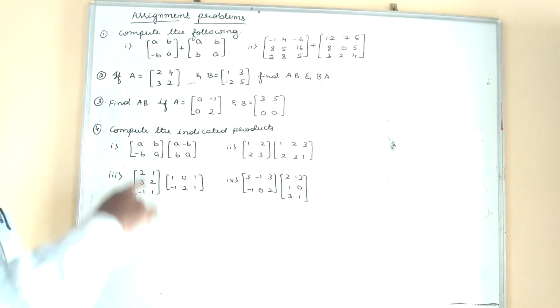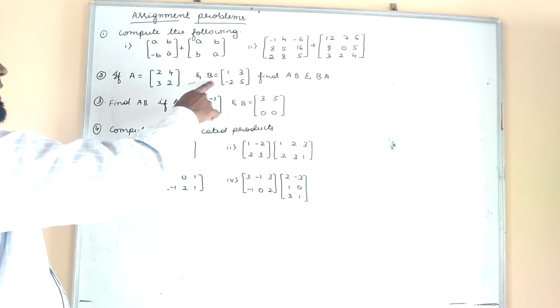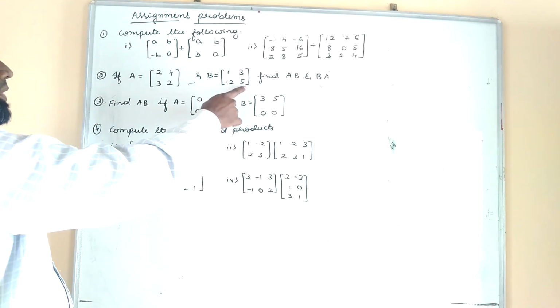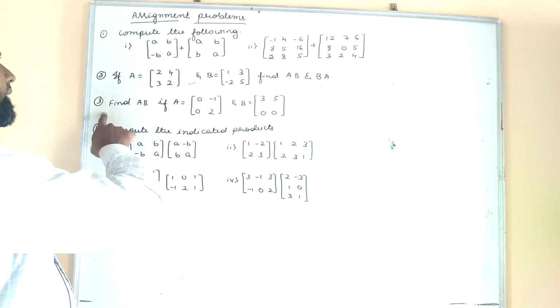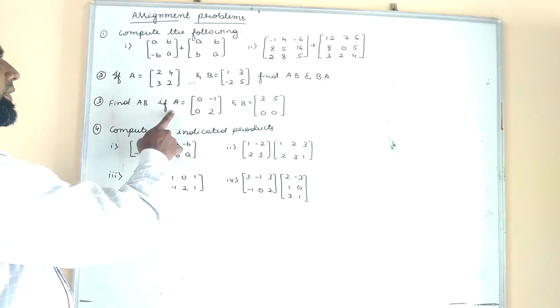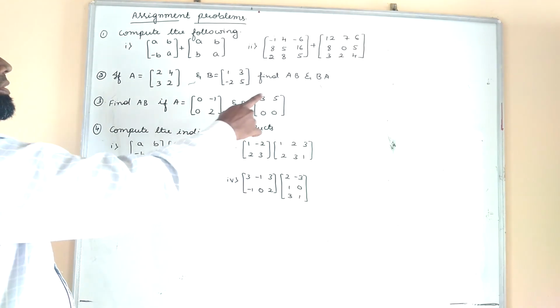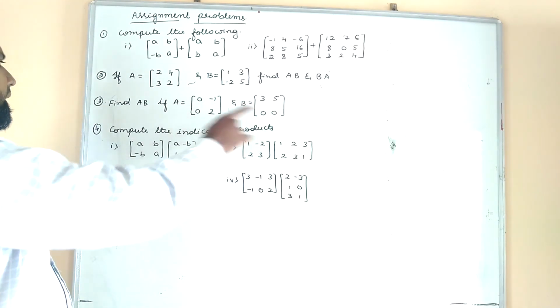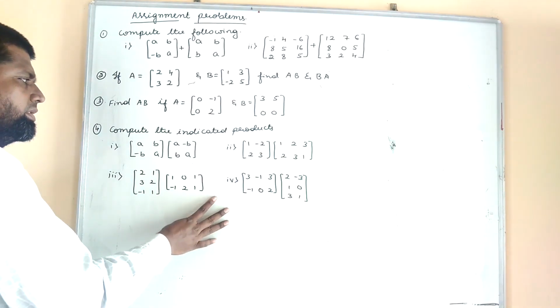So second problem, if A is equal to 2, 4, 3, 2 and B is equal to 1, 3, minus 2, 5, find AB and BA. Then third problem, find AB if A is equal to 0, minus 1, 0, 2 and B is equal to 3500. Then next fourth problem. In the fourth problem, I have given the 4 sub questions.